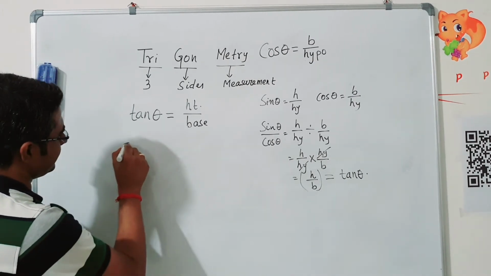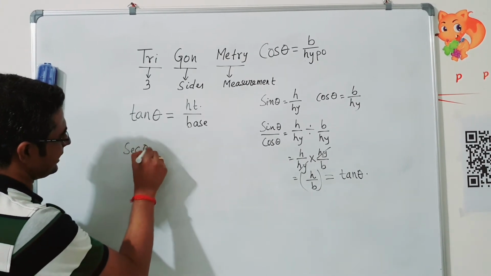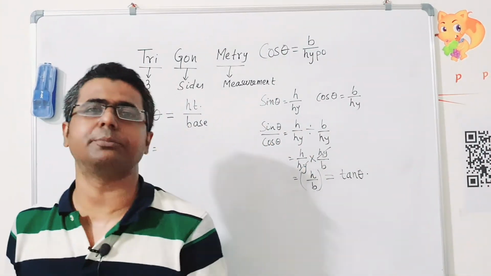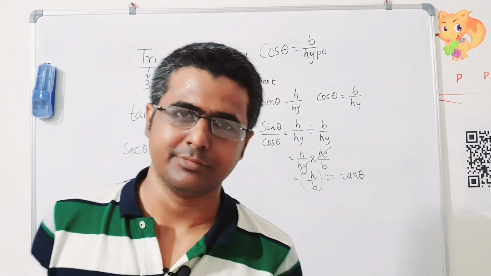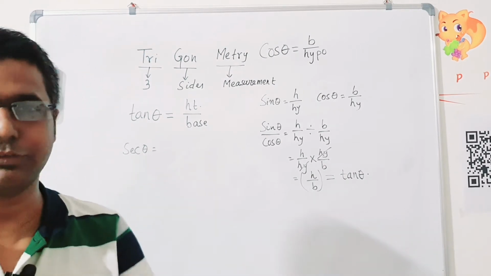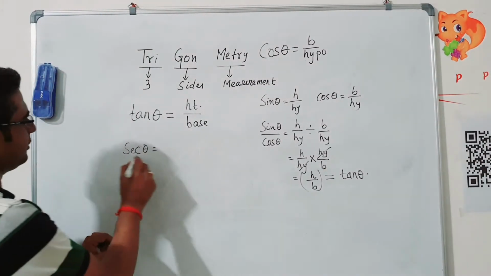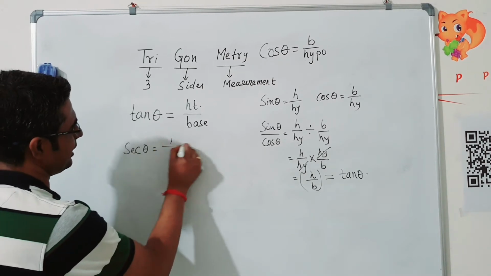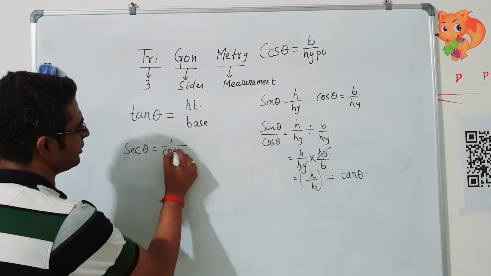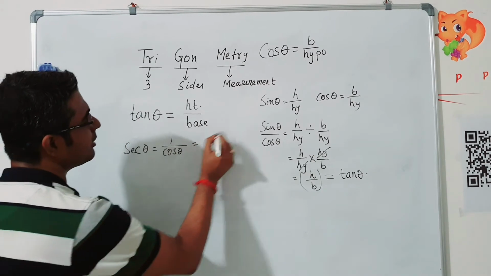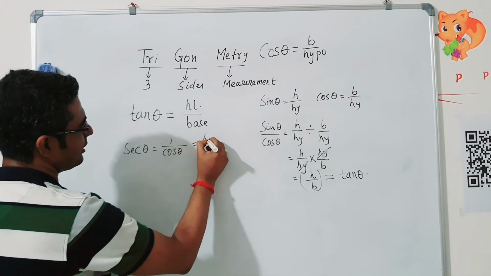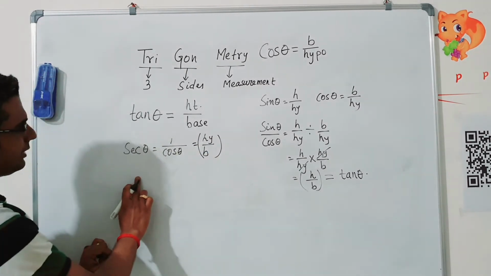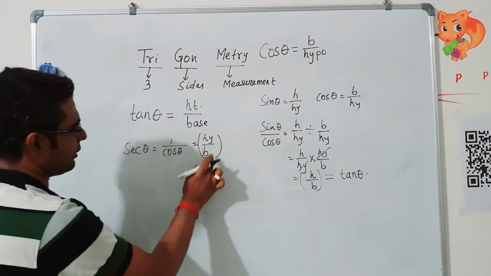Other ones, sec theta. As tan theta comes from the tangent of a circle, sec theta comes from the secant of a circle. So basically it is secant theta. What is sec theta? Sec theta is nothing but 1 by cos theta. What was cos theta? Base by hypotenuse. So sec theta is hypotenuse by base.